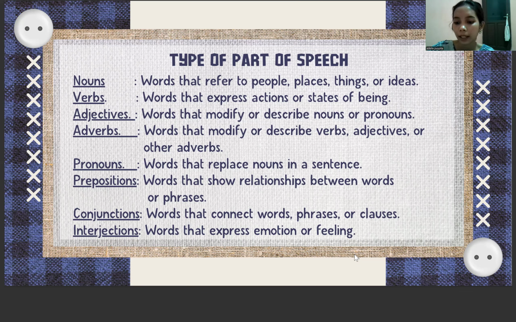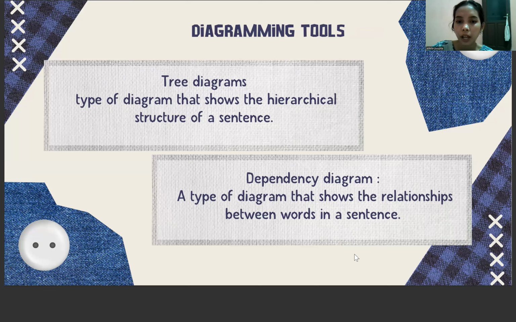Next we're going to talk about diagramming tools. The tools include the tree diagram, which is a type of diagram that shows the hierarchical structure of a sentence. And then we have the dependency diagram, which is a type of diagram that shows the relationship between words in a sentence.